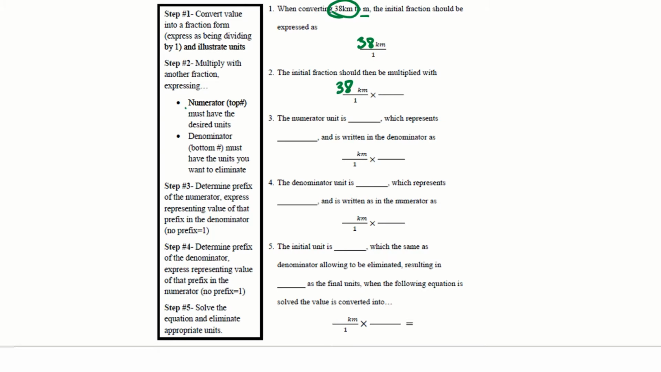They're telling me that the numerator, which is the number on the top, has to have the desired units. Well, my desired units in this case are meters. So I'm going to write in meters at the top. The denominator, which is the number at the bottom, has to have the units that I want to eliminate.